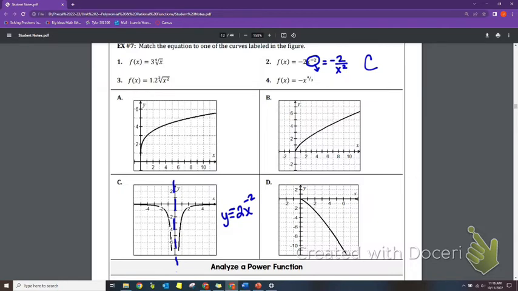All right, let's see. The other one that I see might be easy to identify is D. D, notice, is going which way? It's going down. And what do we know about things that are going down? They typically have negatives involved in them. So when we look up here, I'm thinking D is going to be number 4. And so we have y equals negative x to the 4/3.